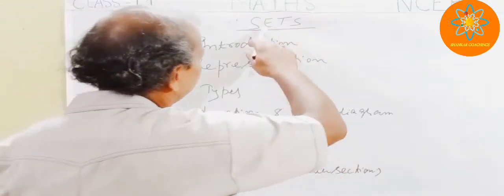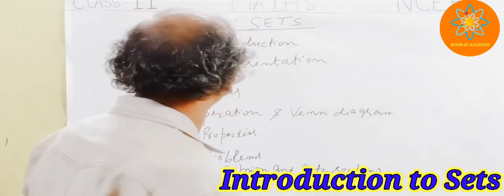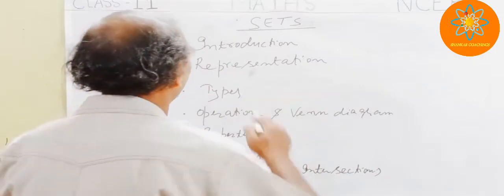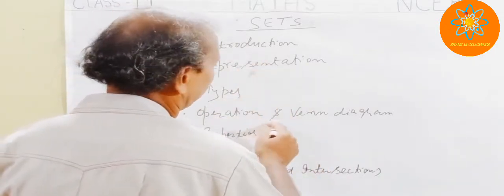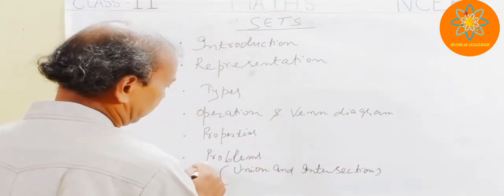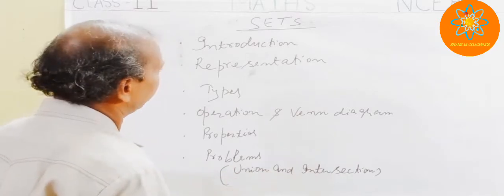We start the sets. This is the first chapter of the 11th class, and we will discuss the sets one by one. That is your introduction, then representation, then types, then operation and Venn diagram, properties, and the problems based upon union and intersection.